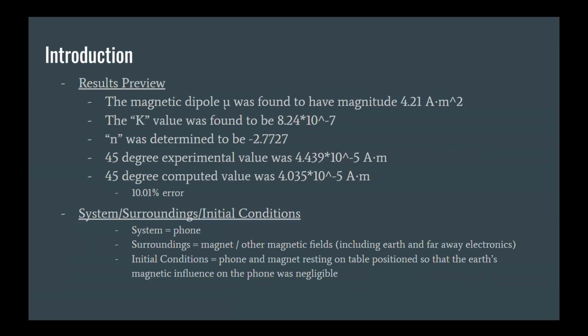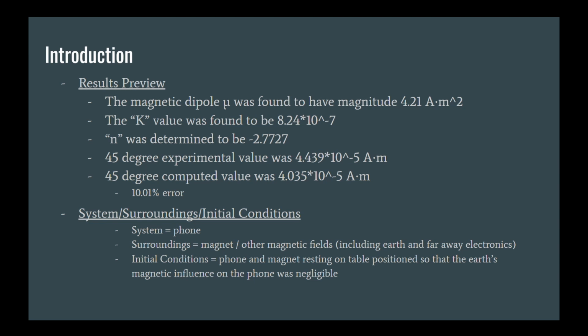The preview of the results is that the magnetic dipole was found to have a magnitude of 4.21 amp per meter squared, K was found to be 8.24 times 10 to the negative 7, N was determined to be negative 2.7727, and in our 45-degree experiment, the experimental value was 4.49 times 10 to the negative 5th amp per meters, and the computational value was 4.035 times 10 to the negative 5th amp per meters. This is about a 10% error.